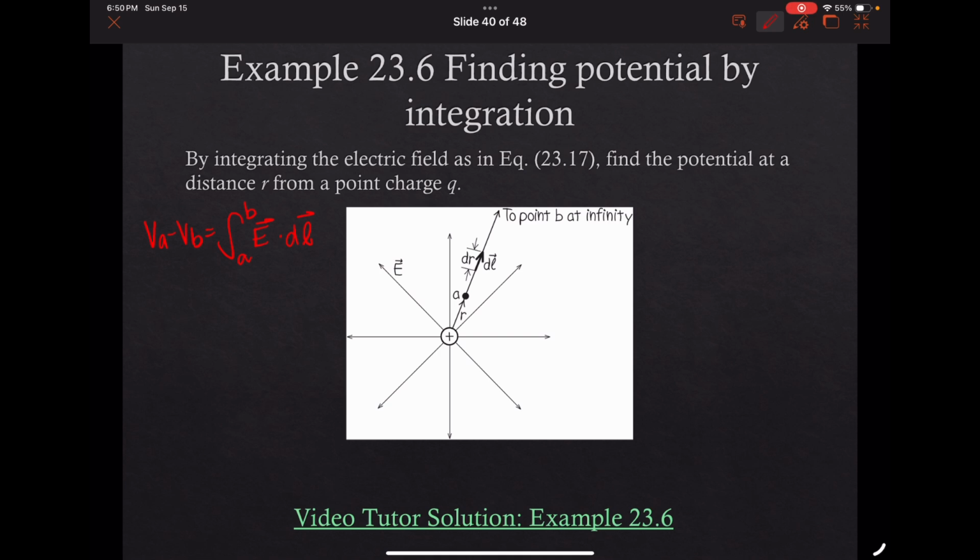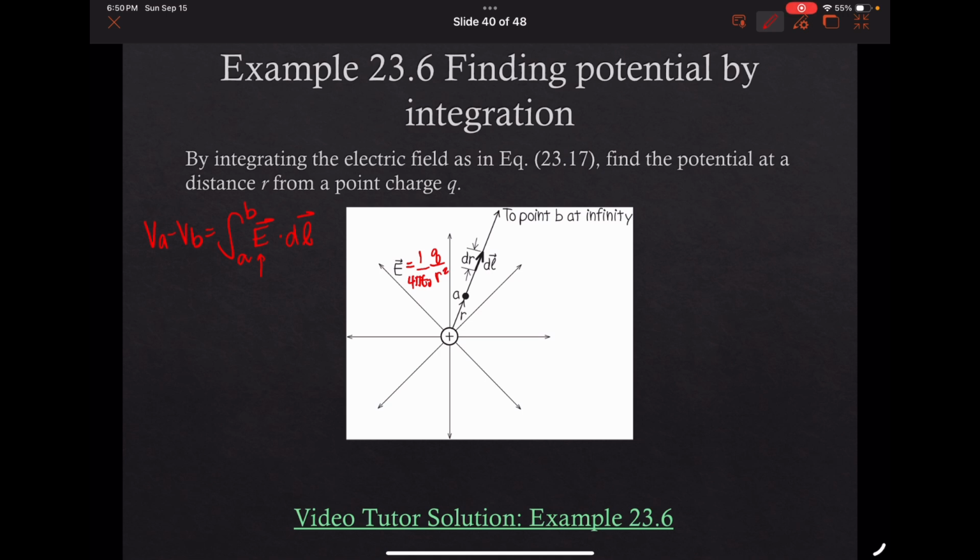And so, well, this is a point charge producing an electric field, and we know everything about this electric field already, right? It's 1 over 4 pi epsilon naught times Q over R squared, right? So that should be kind of memorized by now. That's the equation for the electric field of a point charge. And so we're going to pop that guy in this integral here, okay?